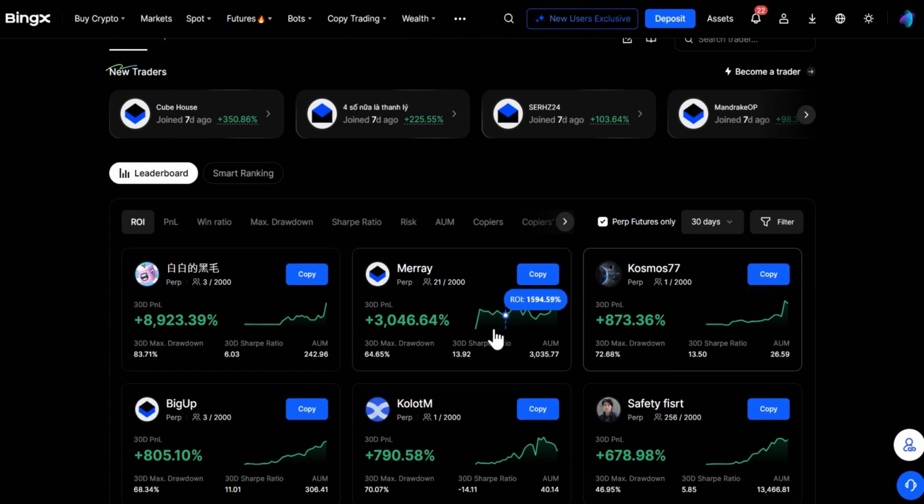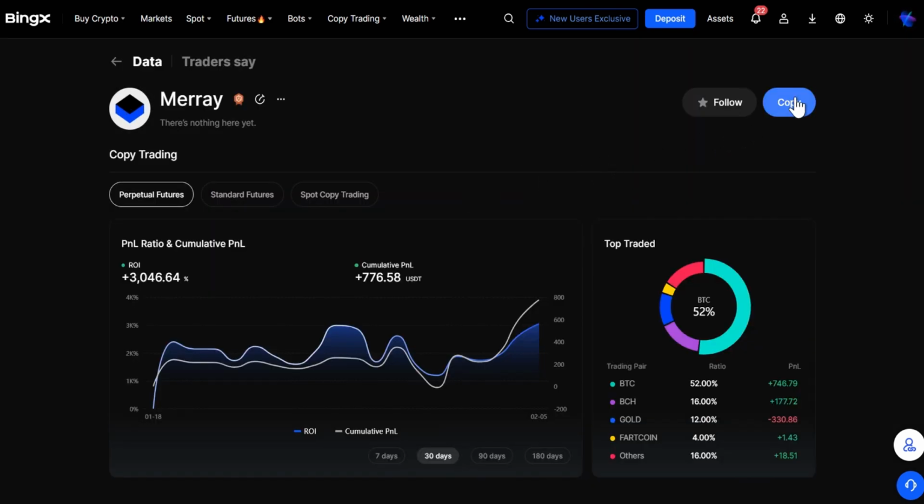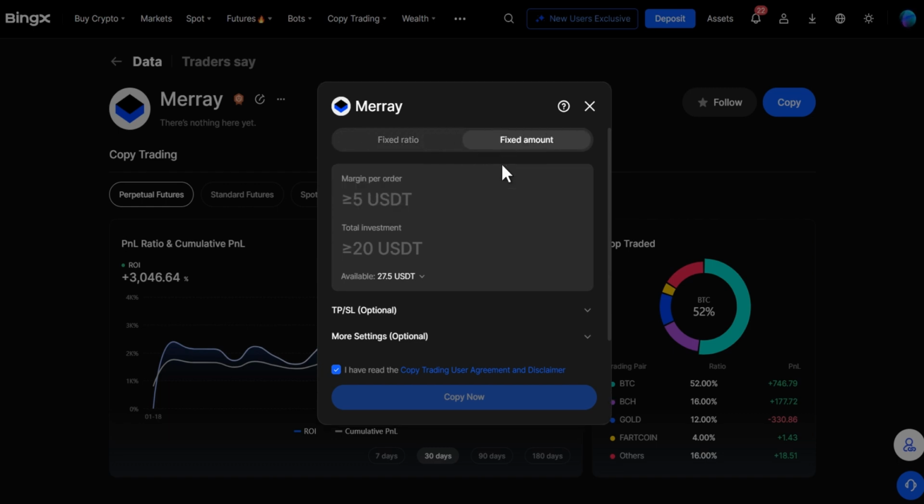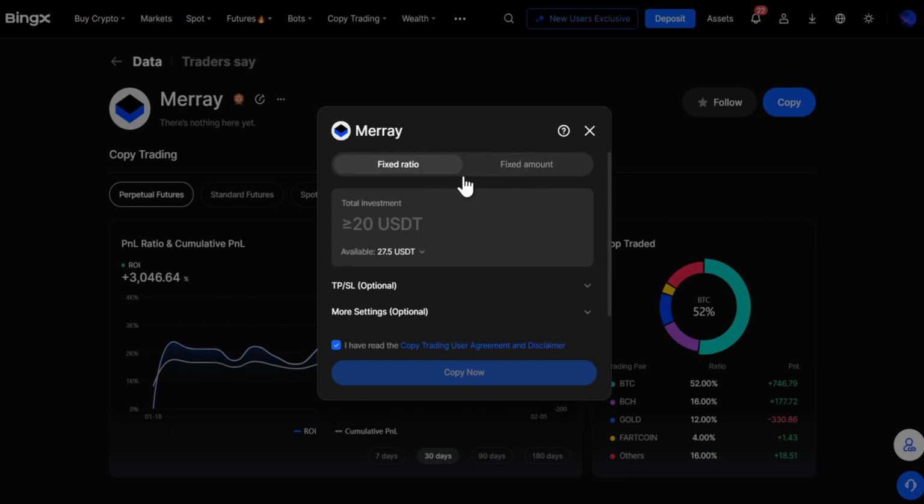Alright, so once you find a trader you like, click the copy button on their profile. BingX offers 2 copy modes, fixed ratio mode and fixed amount mode. Fixed ratio mode, this is when you copy a percentage of your portfolio that matches the lead trader's allocation. So if they use 5% of their capital on a trade, you use 5% of yours. This mode is great if you want to match the trader's exact strategy and risk profile.